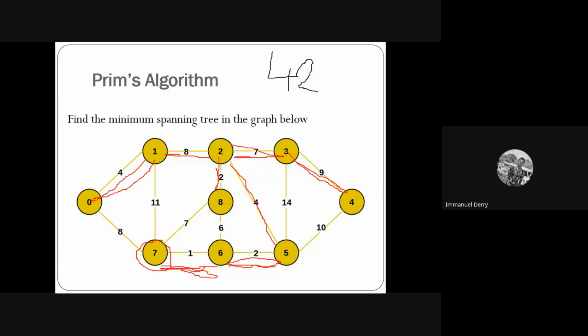Right. So I have 4 plus 8, which is 12. 12 plus 2, 14. 14 plus 1, that is 15. 15 plus 1, 17. 17 plus 4, 21. 21 plus 7, 28. 28 plus 9 is 37. Yes, 37. So this is quite smaller compared to the 42. Right. So now let's do this together.